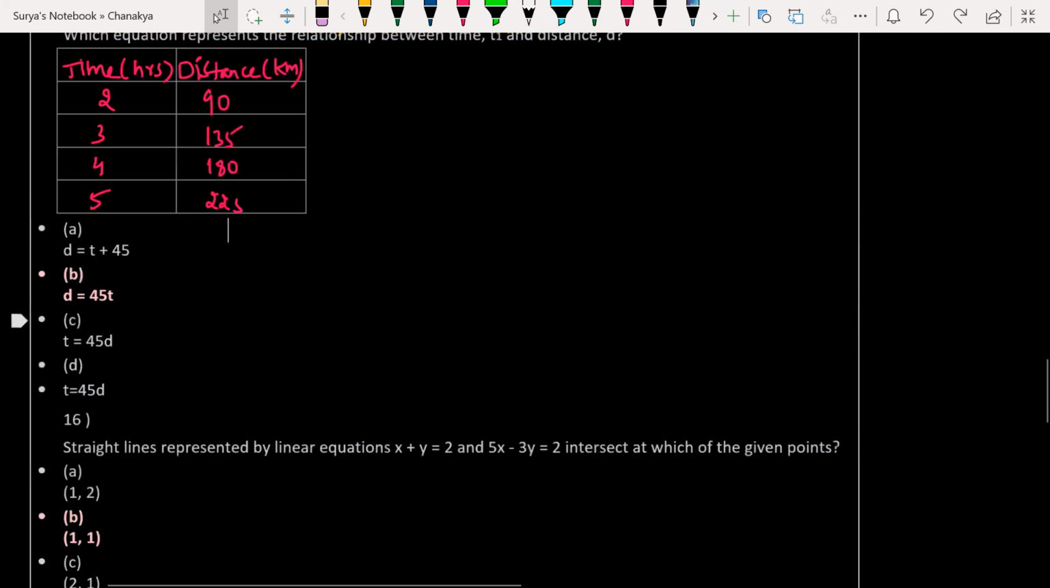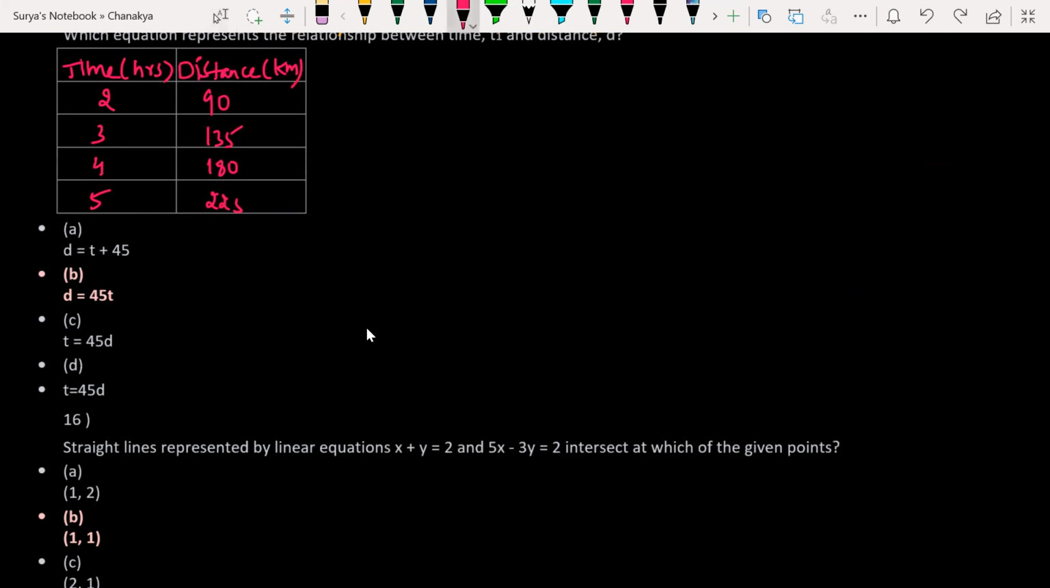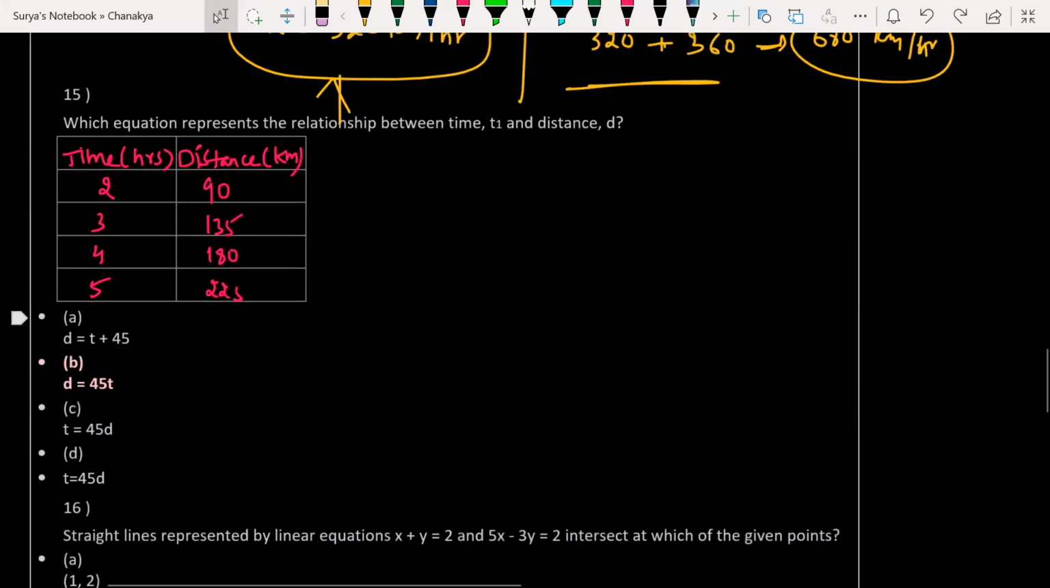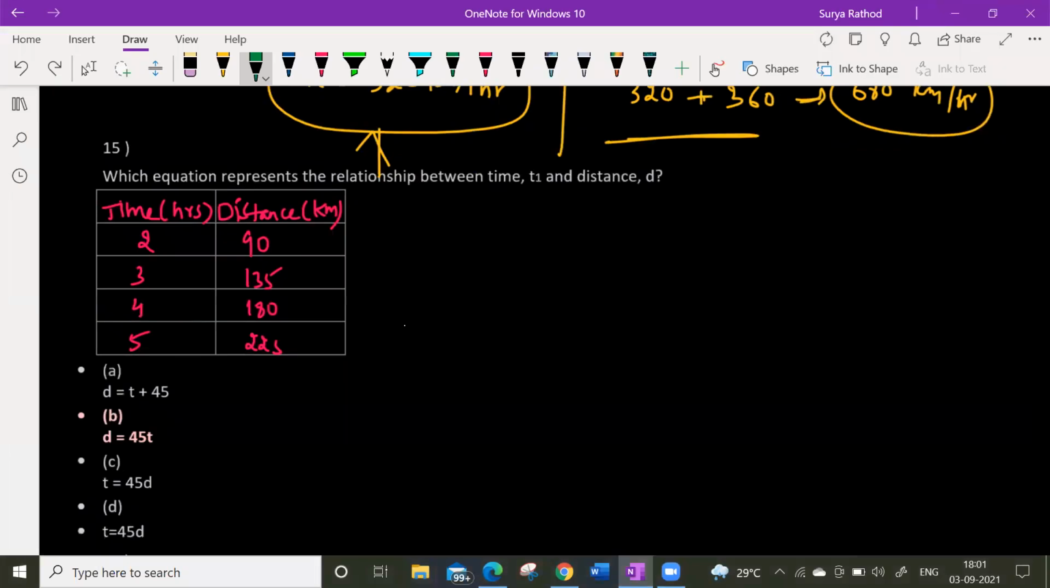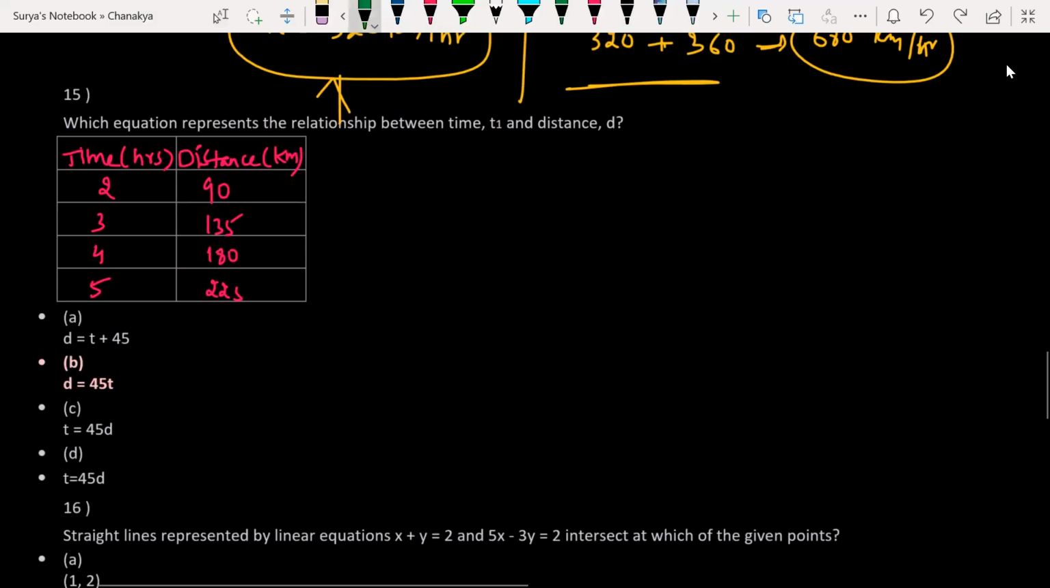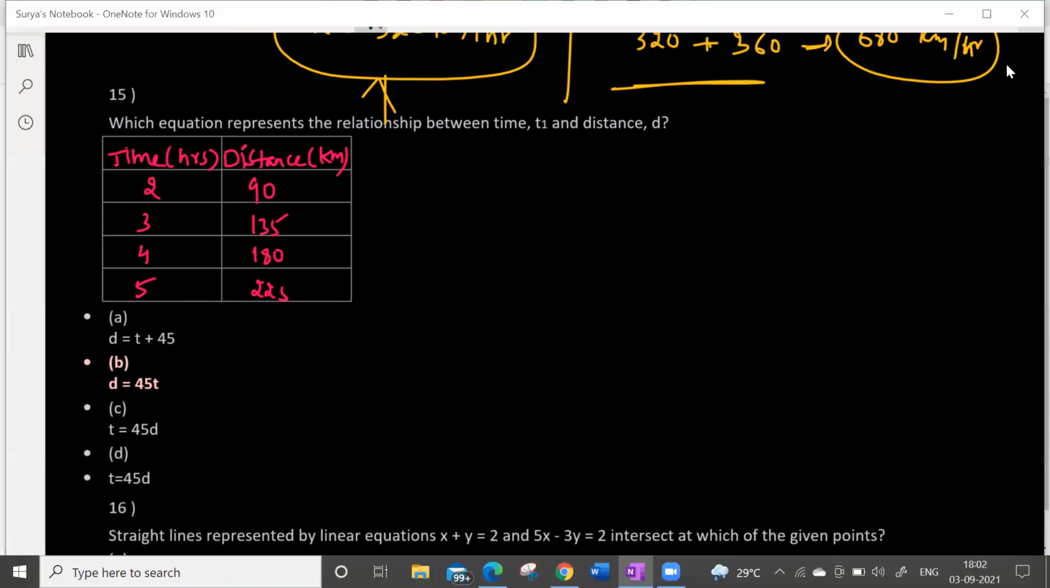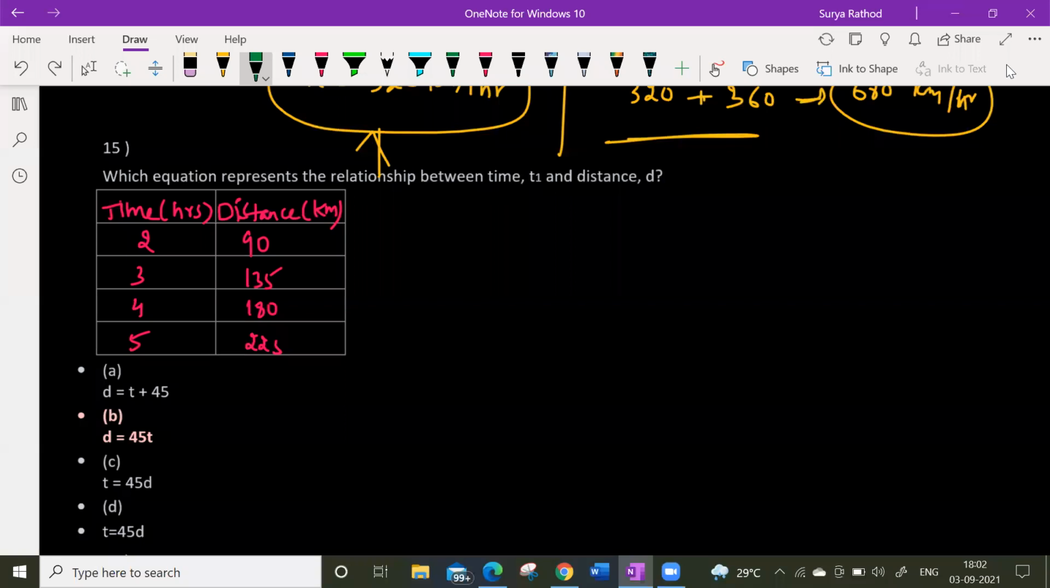Make it fast. The equation represents the relationship between T1 and distance D. Sir, your voice is cracking. I think you need to check your network. Yes, sir, it has been cracking for some time. My voice is cracking? Is it clear now? Yes, sir, it's clear. I have nothing wrong with my network.